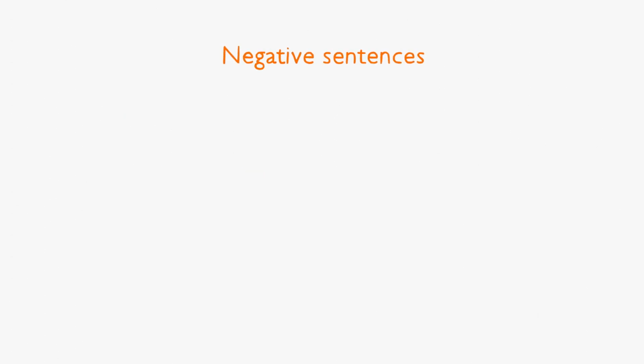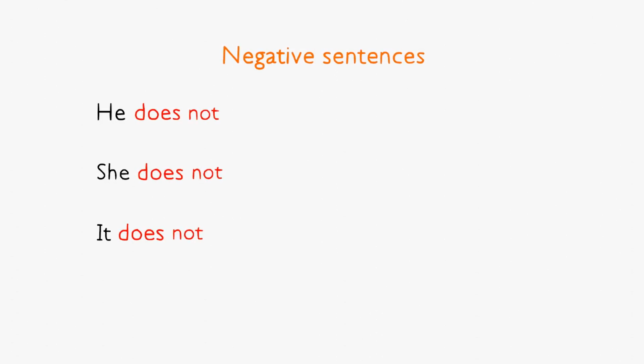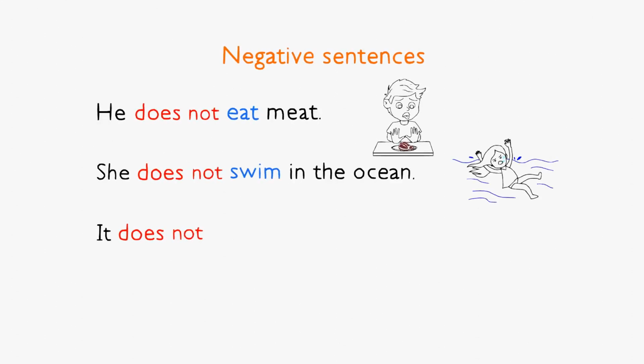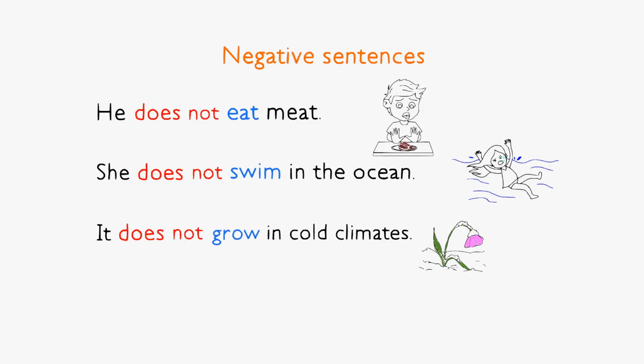For sentences with the pronouns he, she, and it, we use the auxiliary verb does in its negative form, does not. For example, he does not eat meat. She does not swim in the ocean. It does not grow in cold climates.